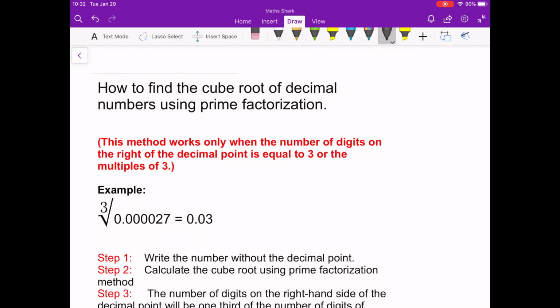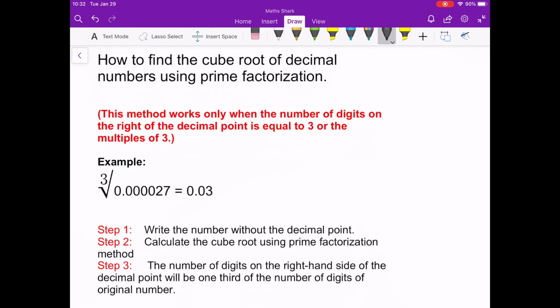Today we are going to see how to find the cube root of decimal numbers using prime factorization. Remember, this method works only when the number of digits on the right of the decimal point is equal to 3 or the multiples of 3. If we take this example, we got 6 numbers after the decimal point. So we can apply this method. In case the number of digits is not a multiple of 3, then we cannot apply this method.